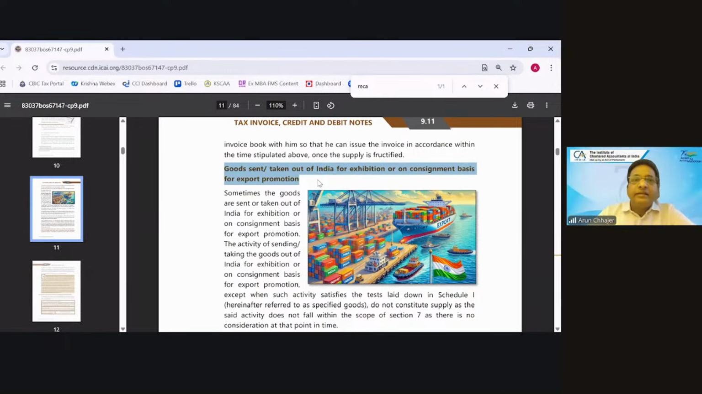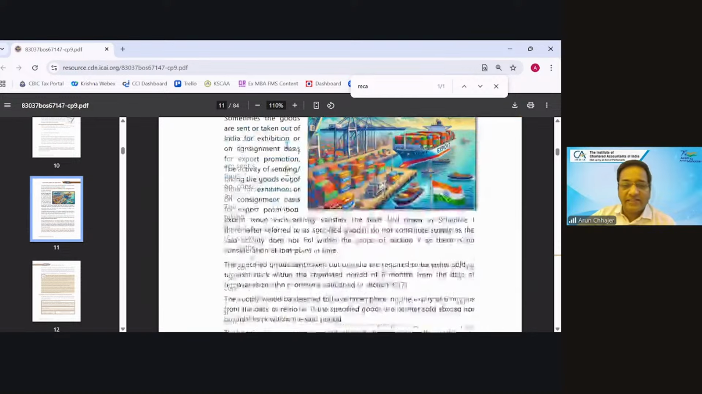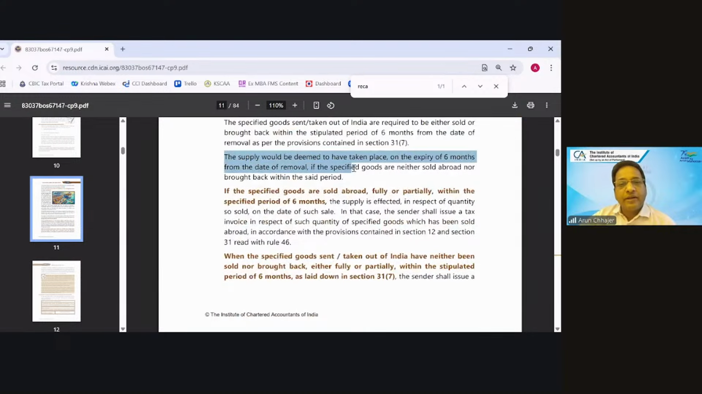So these are the main crux of the circular. Let's read one by one. The supply would be deemed to have taken place on the expiry of the 6 months from the date of the removal, if the specified goods are either sold abroad or brought back within the said period. If the specified goods are sold abroad fully or partially within the specified period of 6 months, the supply is effected in respect of the quantity so sold.